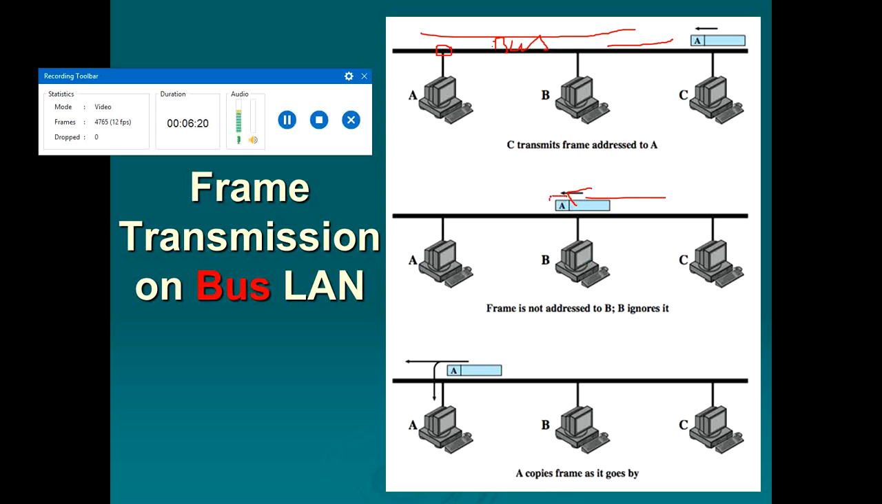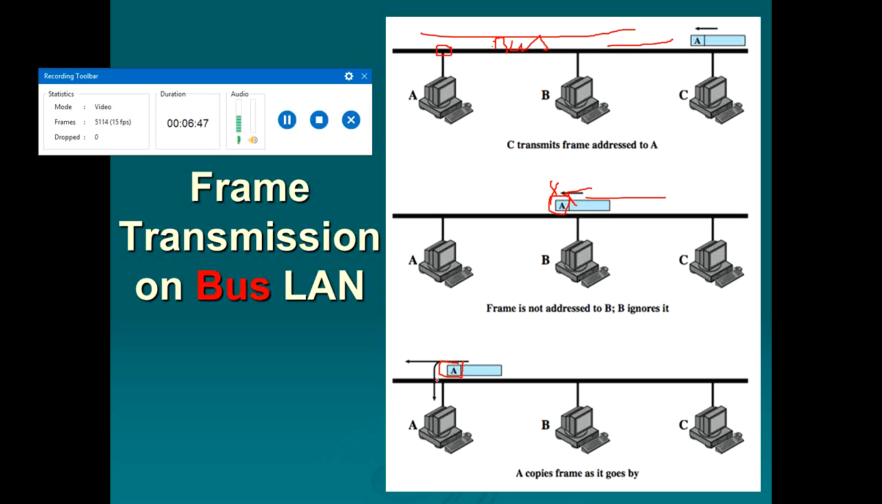It will check, no, this address does not match the address of B. So what will B do? B will ignore it. Next the frame passes to A. So now A will check the address in the header of the frame and match it with its own address. Now when the address matches, what will A do? A will copy the frame.